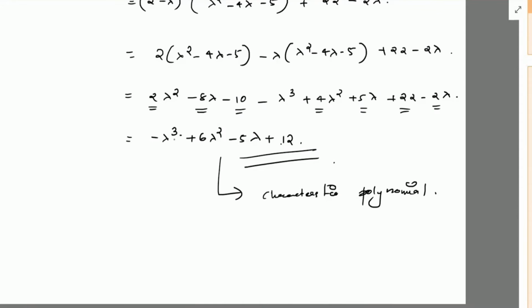This is not a quadratic polynomial. This is a cubic polynomial. Because our given matrix is a 3 by 3 matrix, we will get a polynomial of degree 3. If it is a 2 by 2 matrix, then the characteristic polynomial will be quadratic. If the given matrix is 3 by 3, the characteristic polynomial will be cubic. Here we got a cubic polynomial, and now we need to find out its roots.